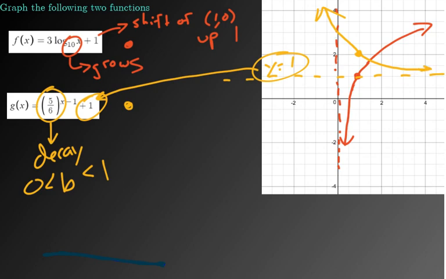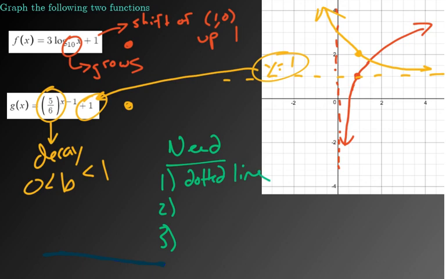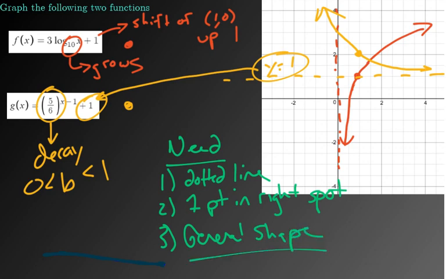So maybe I'll even write that down. For our purposes, I need 3 things. A dotted line somewhere, a 1 point in the right spot. It's really not too much to ask. And then general shape. That's all I'm looking for, okay? If you can do those 3 things, and you just use function transformations and the base to dictate the growth or decay part, and then the dotted lines come with the graph, the corresponding graph, based on the shifts and things like that, you'll be all good.